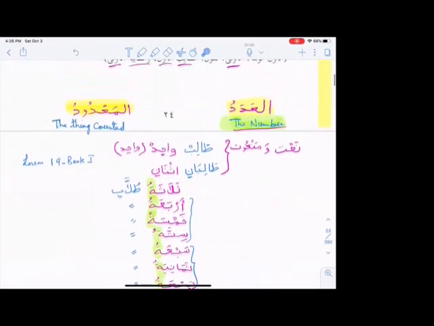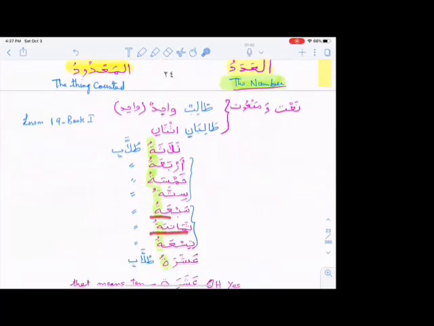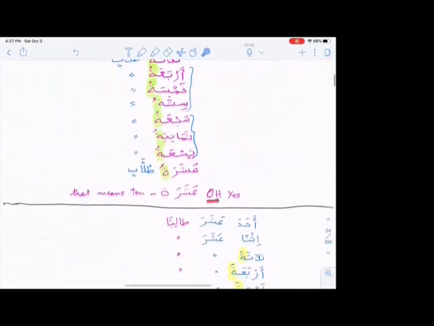So my brothers and sisters, we start from here. Wahid, ithnani, thalatha. Again. Wahid, ithnani, thalatha, arba'a, khamsa, sitta, sab'a, thamaniya, tis'a, ashara. Oh yes, ashara. That means 10.